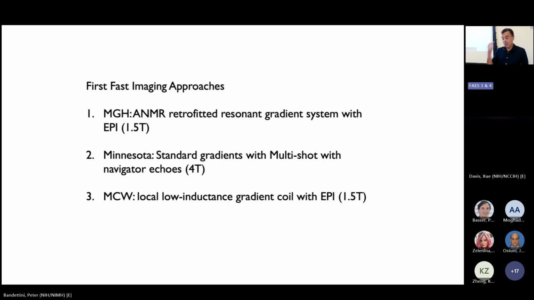And so for fast imaging, MGH had this retrofitted system that was a resonant gradient system. Minnesota had standard gradients with the multi-shot technique, which is easier but noisier. And I was lucky enough to be part of a group working with Eric Wong, who built, as part of his thesis, local head gradient coils that were very low inductance, so they could actually switch very quickly. And so that's what we used.